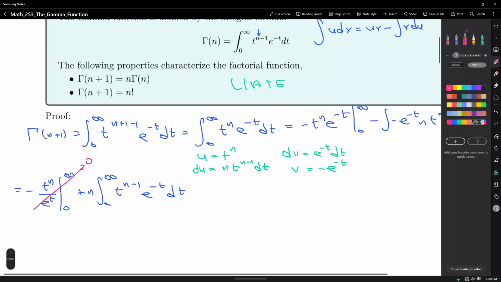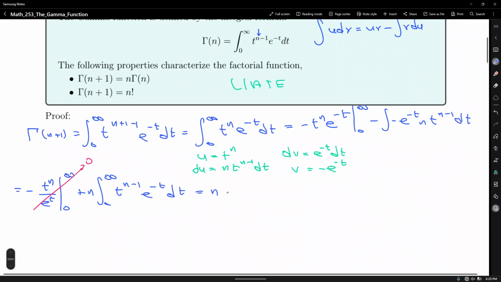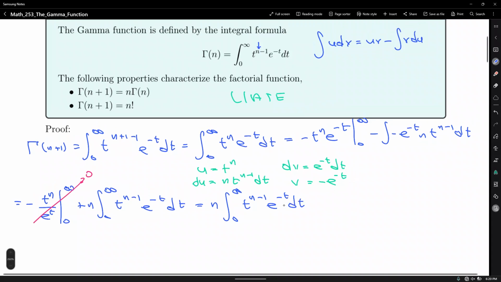Okay, so now let's talk about the integral we have over here. This leaves us with n times the integral from 0 to infinity of t to the n minus 1 e to the negative t dt. But do you recognize this integral? Doesn't that look like n gamma of n? All right, n gamma of n.